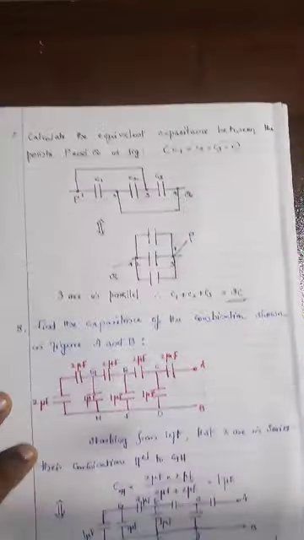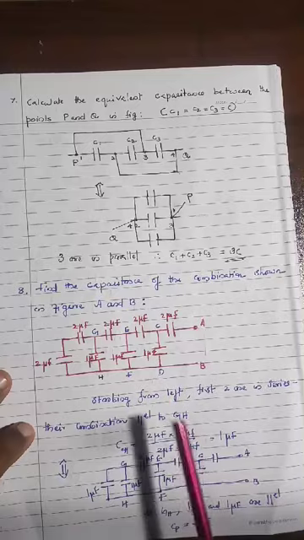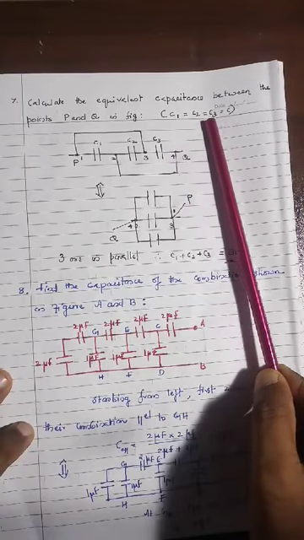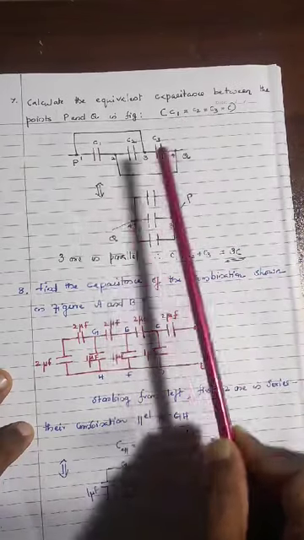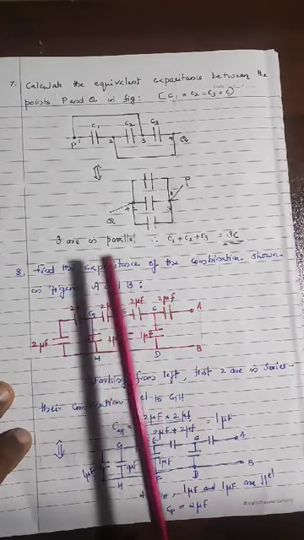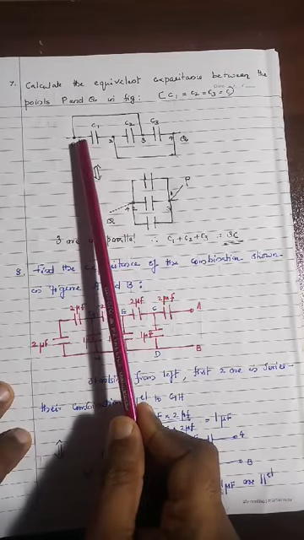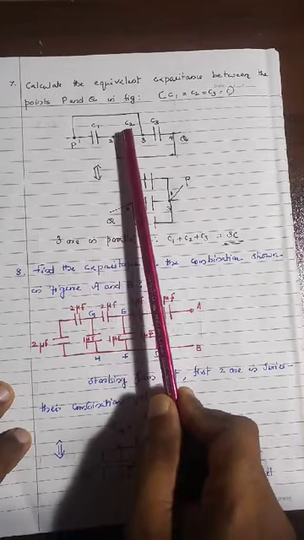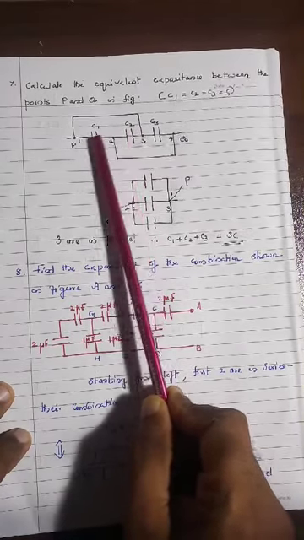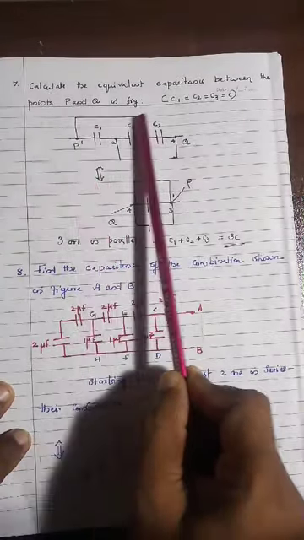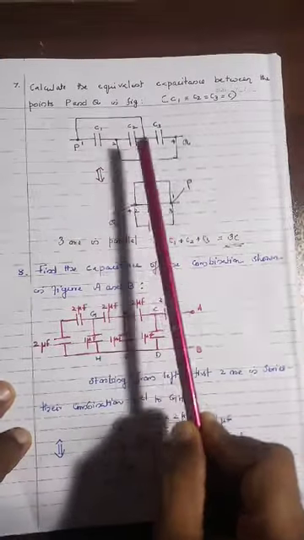See, look at the very important questions. Calculate the equivalent capacitance between the points P and Q. It is given C1 equals C2 equals C3 equals C. All the three capacitors are equal. We can do it so easily. At first, you have to number the points as 1, 2, 3, 4, etc. And keep in mind, these are capacitors and they are connected by copper wires, so the resistance is assumed to be zero. So you just connect them.